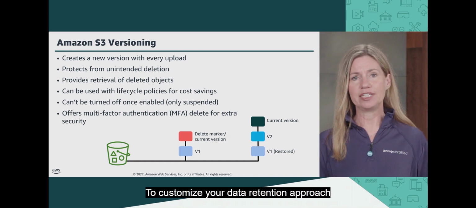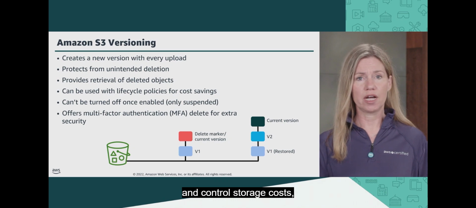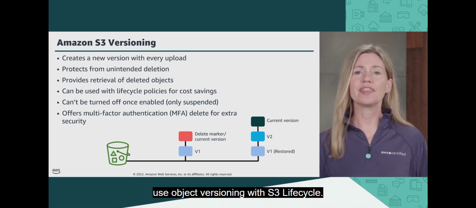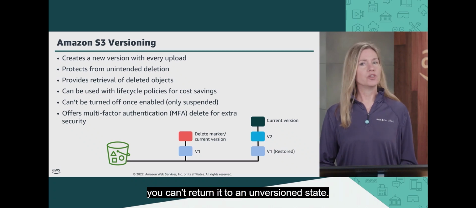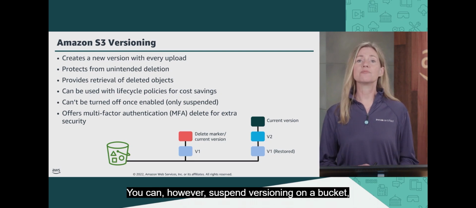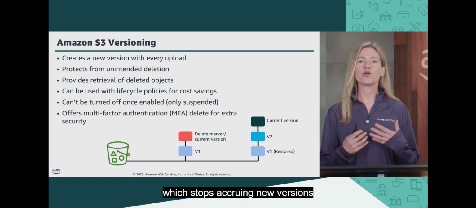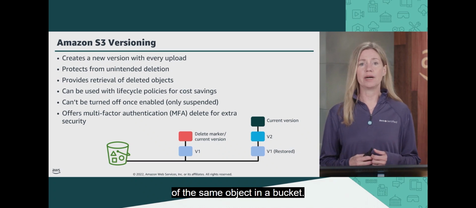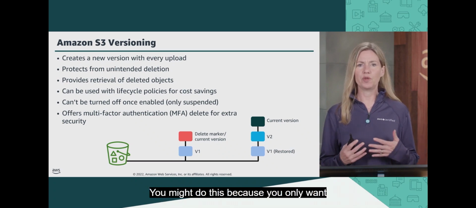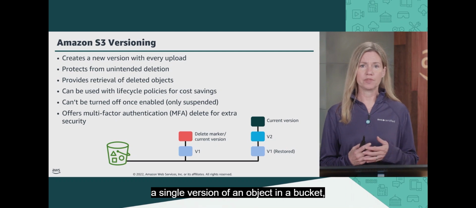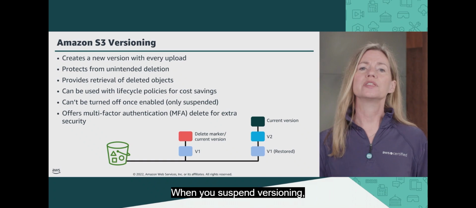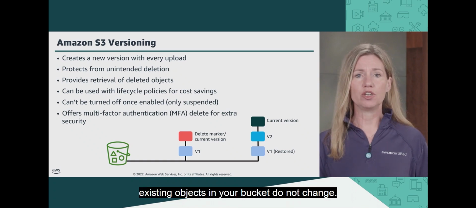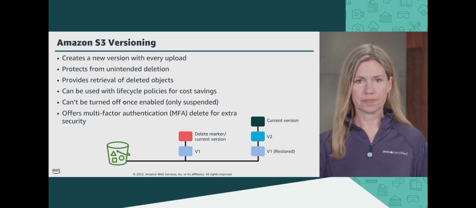To customize your data retention approach and control storage costs, use object versioning with S3 Lifecycle. After you enable versioning for a bucket, you can't return it to an unversioned state. You can, however, suspend versioning on a bucket, which stops accruing new versions of the same object in a bucket. You might do this because you only want a single version of an object in a bucket, or you might not want to accrue charges for multiple versions. When you suspend versioning, existing objects in your bucket do not change.